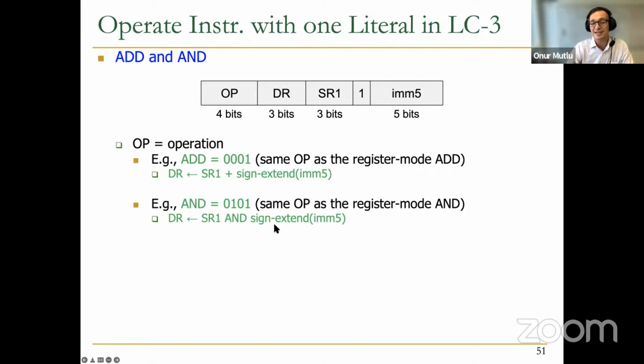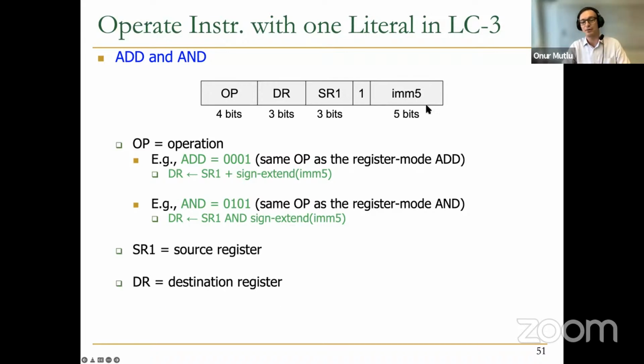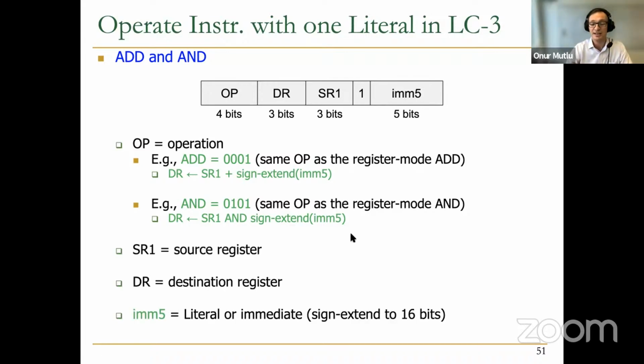If you want to do an AND, it's the same thing basically. The destination register gets the value in SR1 bitwise ANDed with the sign-extended immediate 5 over here. Okay, hopefully that makes sense. We've already discussed the source register and destination register, and immediate 5 is the literal or immediate, and we sign-extend it to 16 bits. So hopefully you understand the notion of sign extension. There's also the notion of 0 extension.